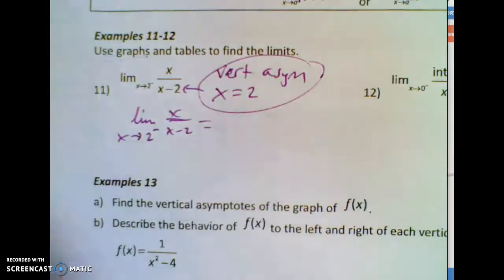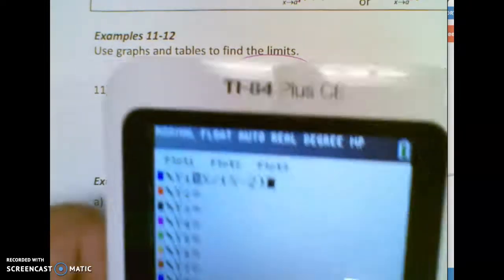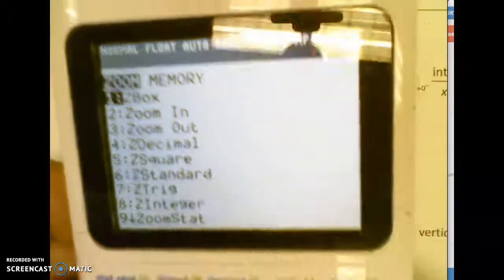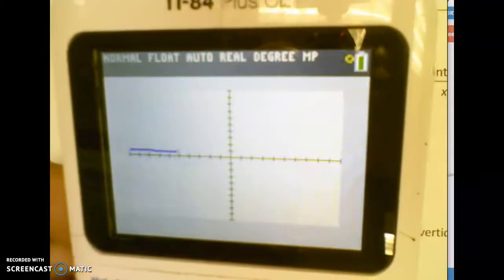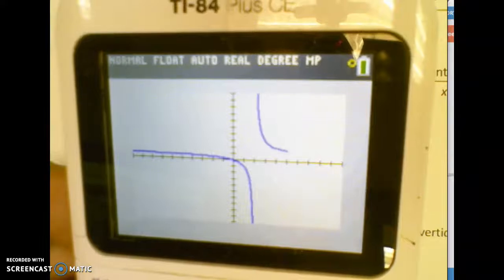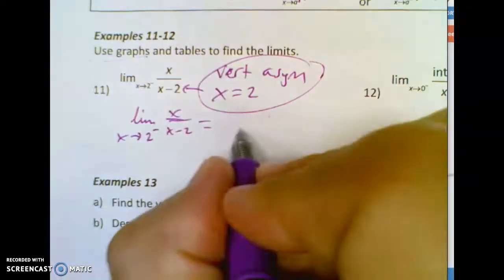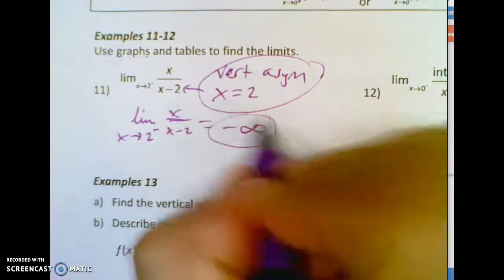Let's see what that looks like. I'm going to pause for a second and type it in. Alright, so this is what it is. I'm going to type it in with parentheses. If you don't use parentheses, you'll get that wrong. Zoom 6, and we'll take a look at this graph. Okay, so looking at the picture, from the left, what's this graph doing? It's going down forever. So from the left, it's negative infinity.